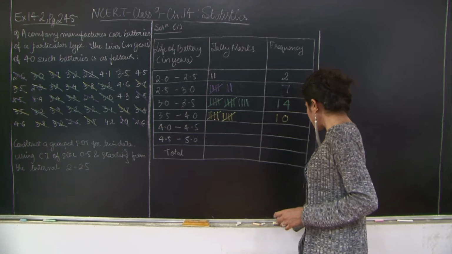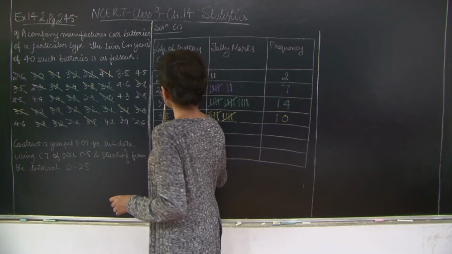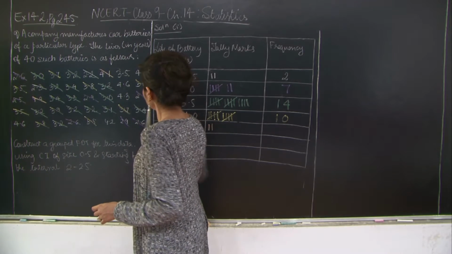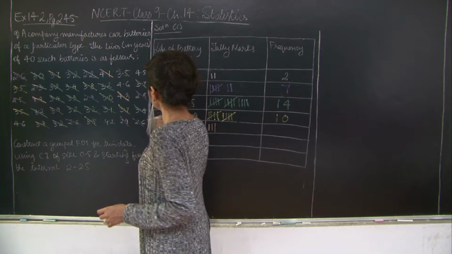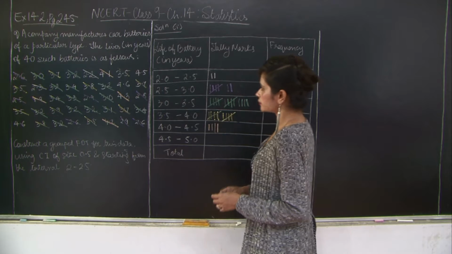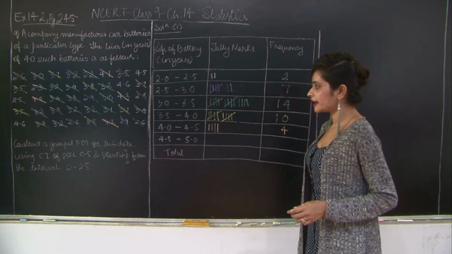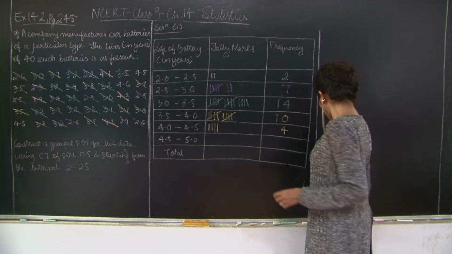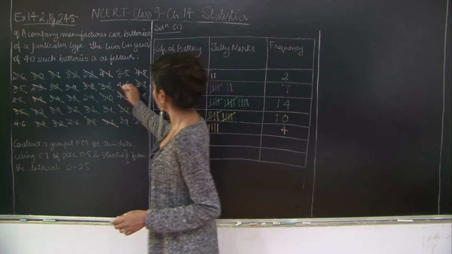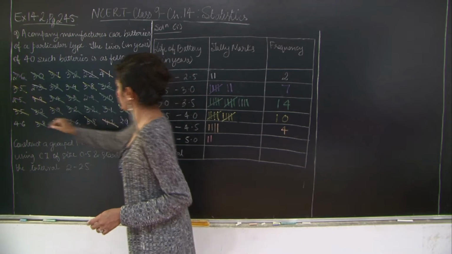Moving on to 4.0 to 4.5. So you have 1, 2, 3, 4. So this count is 4. And finally the last class interval, which is 4.5 to 5. So in 4.5 to 5 we have 1, 2 and 3.